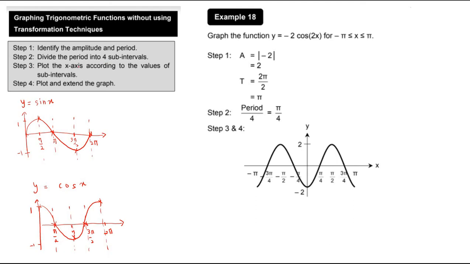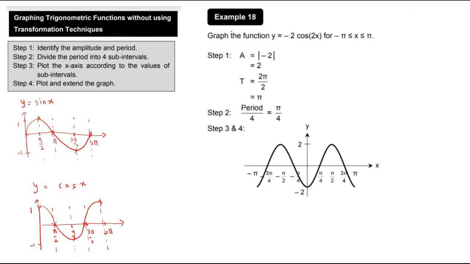Number 3. Plot the x-axis according to the values of sub-interval. Inilah. Okay, kita dah bahagikan period bahagi 4. So, kita plot pi over 2, pi, 3 pi over 2, 2 pi, depending on the value of the period. And then, the last step, step number 4. Plot and extend the graph. Okay, bila kita dah plot, kita sambungkan, to get the graph.